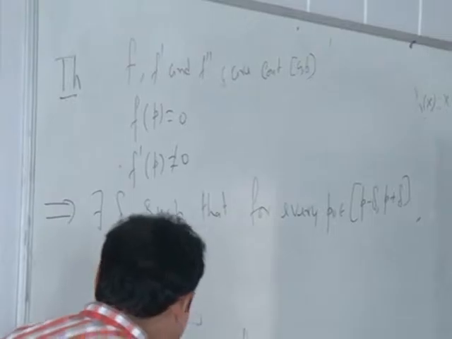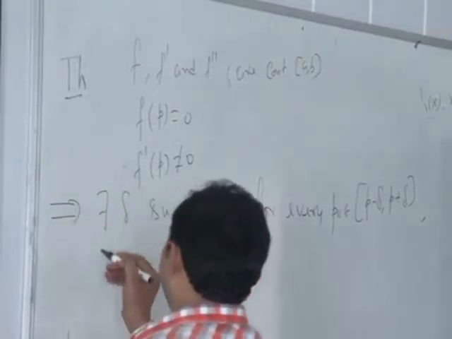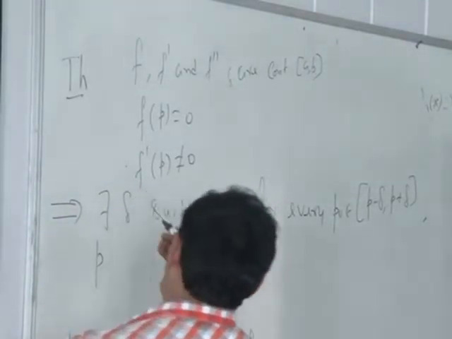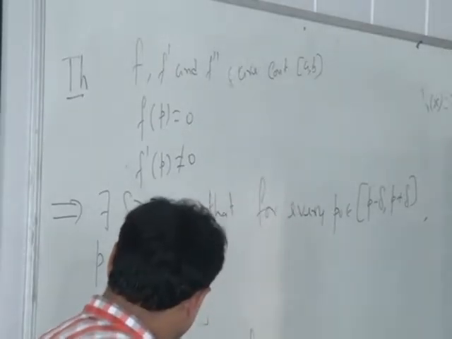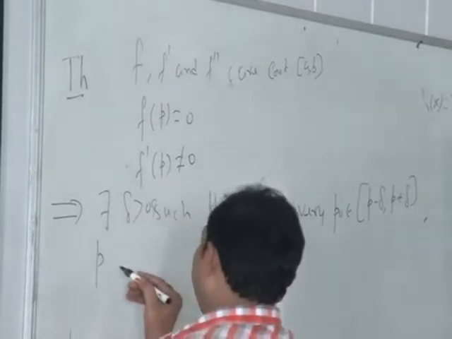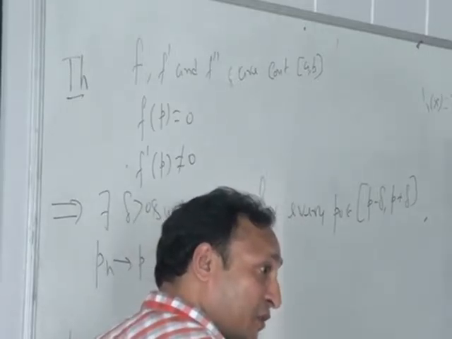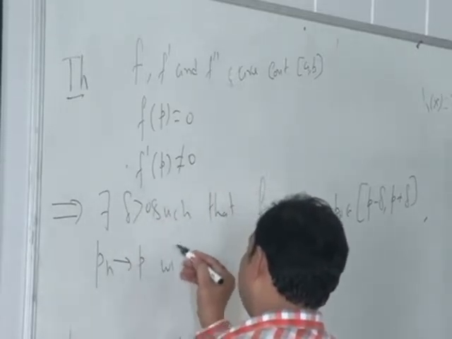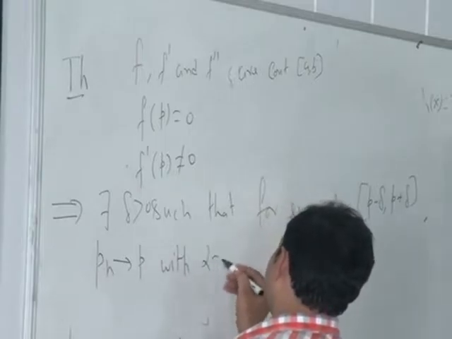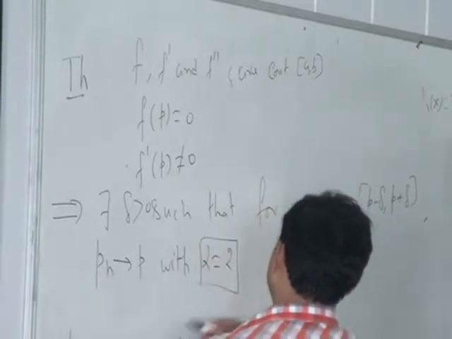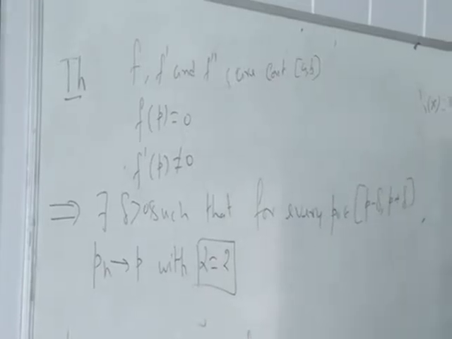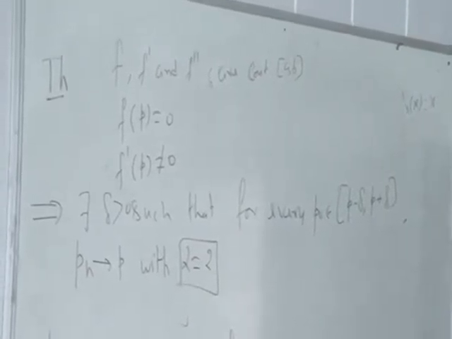This is the sequence which you have constructed, correct? There exists a delta greater than 0. So this Pn converges to P with alpha equal to 2. So we have the order of convergence is 2.